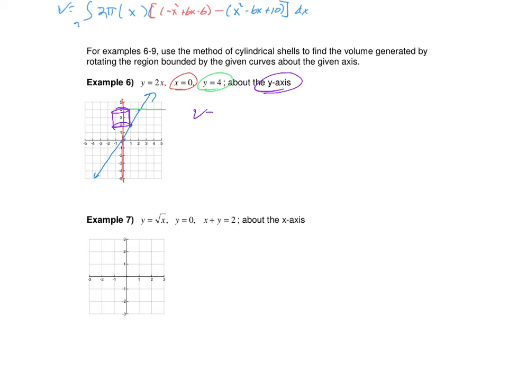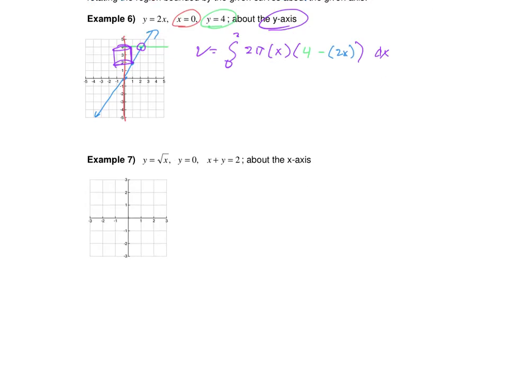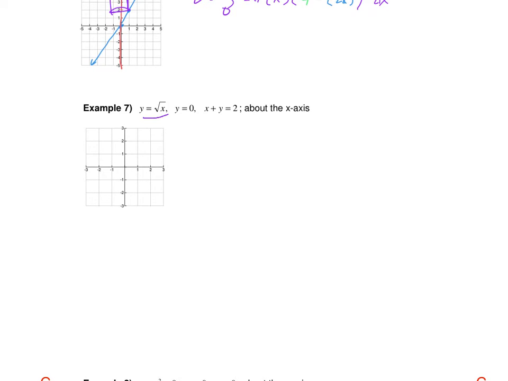So then my volume is going to go from 0. I can see we intersect there at 2, x of 2. So I've got my 2 pi, r again is x. My height is going to be my green top, which is 4, minus my blue bottom, which was 2x, dx. Again, the integration is power rule backwards. We're putting in zeros or ones and zeros and twos. We should feel pretty good about those.